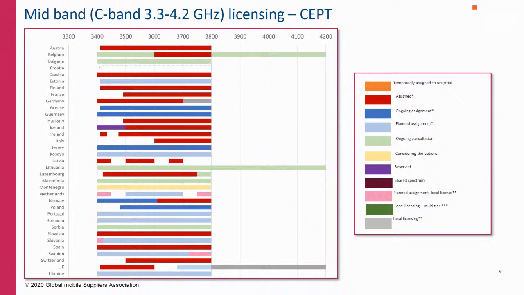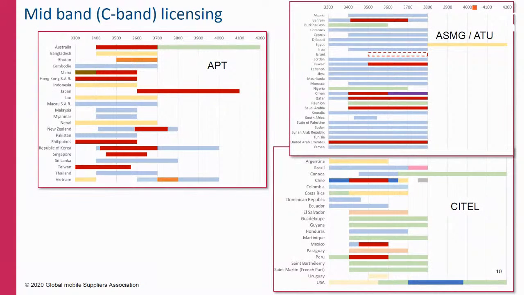Next slide, please. It does not stop there. In APT, in the ASMG, Africa, CTEL, also a lot of activity at 3.4 to 3.8 gigahertz, licensing 5G or planning to license 5G. And I think if we had this conference in 1 year's time, a lot more of this would be either red or blue. So that's the licensing of the 3.5, the C-band spectrum. Next slide, please.